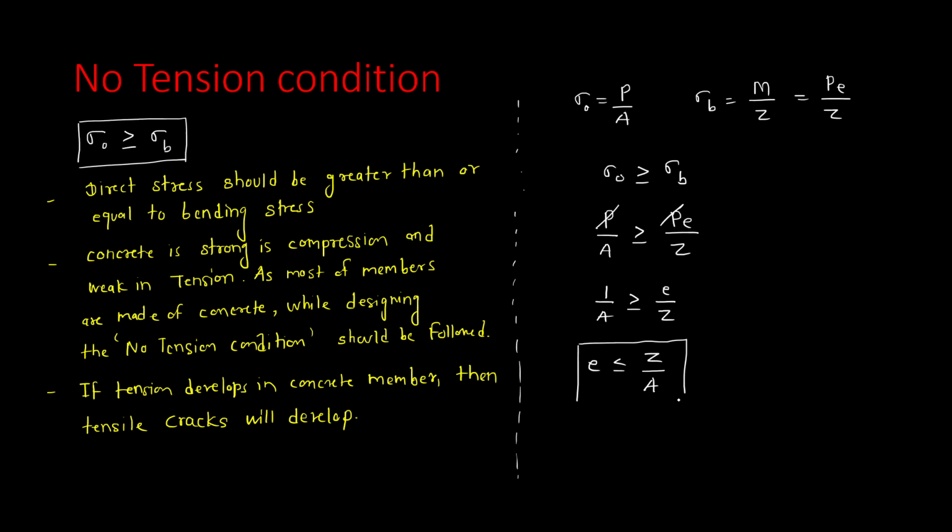So this condition is important now. This condition tells us that the eccentricity should be less than or equal to section modulus divided by area of cross section. This e stands for eccentricity, that means the location of load. So now in the next class, we will be seeing what should be the eccentricity for rectangular section and what should be the eccentricity for circular section.